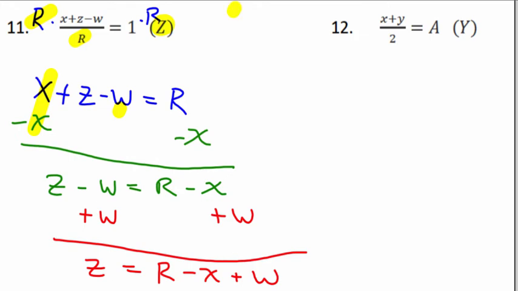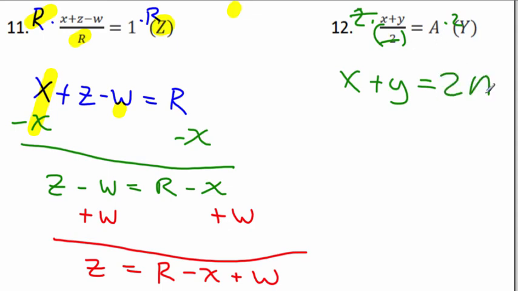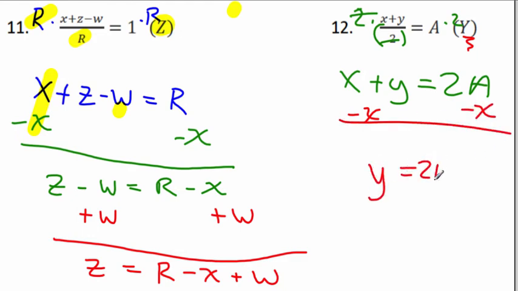Number 12 I thought we'd do together because it's so simple. As I said, if you have something in the bottom, just multiply both sides by it. So we're going to multiply both sides by 2 here. The 2's will cancel on the left. You'll get x plus y equals a times 2. Let's write 2a. Do not write a2 because that looks like a squared, which means times itself. Next step, we're solving for y. We've got to subtract x from each side. So in this one, we're all done. y equals 2a minus x. And we're done.